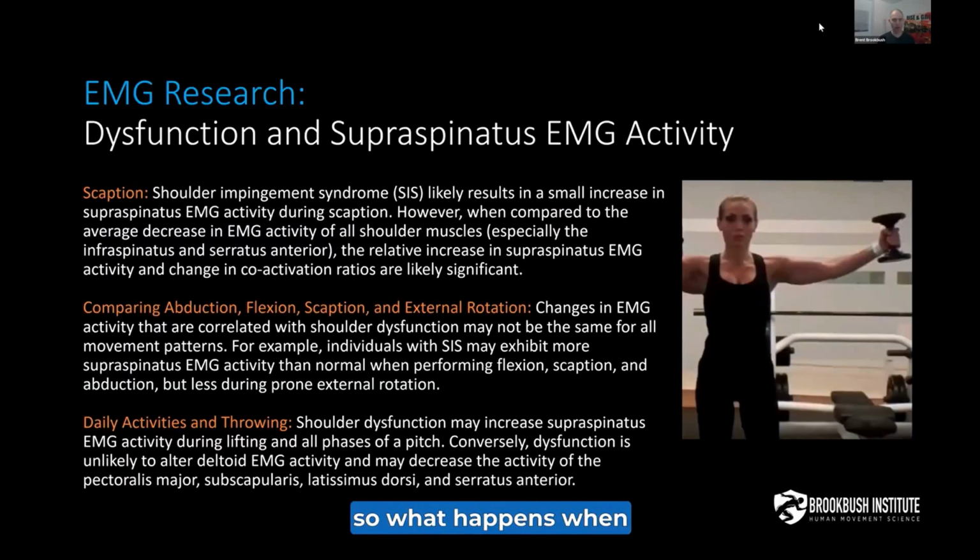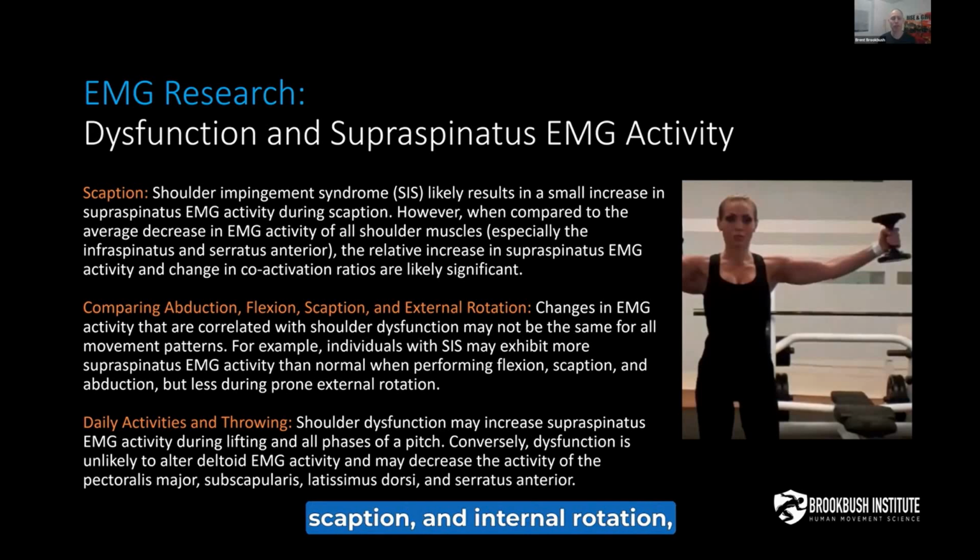All right, so what happens when we get dysfunction? So now we have shoulder dysfunction. We know that there's different EMG activity changes throughout the shoulder girdle. What happens to the supraspinatus? Well, in shoulder impingement syndrome, we see a small increase in the amount of average supraspinatus EMG activity. However, that small increase, when you compare it to the general decrease in activity of other shoulder muscles, is probably pretty significant. You have basically overactivity of the supraspinatus, even though it's only small in the research, compared to everything else, not so small.